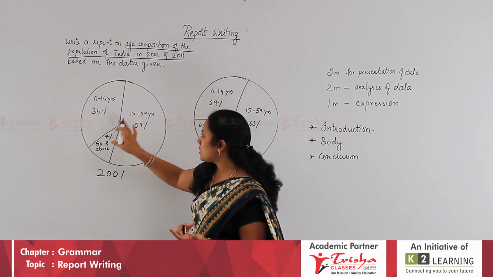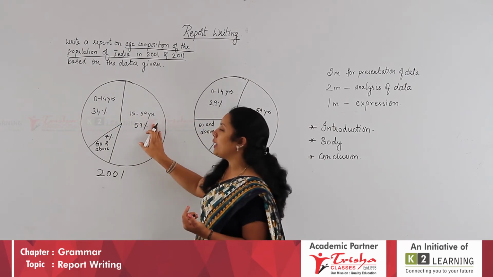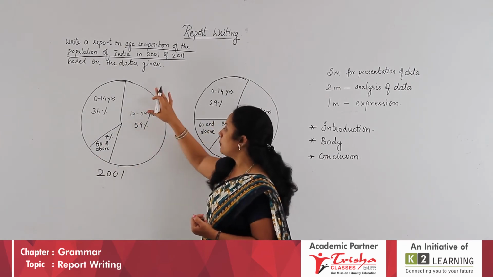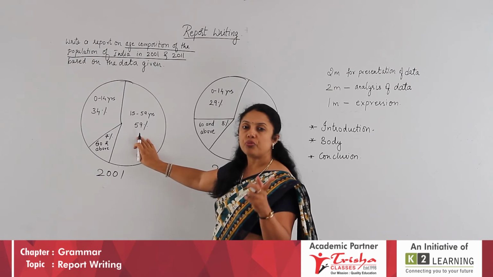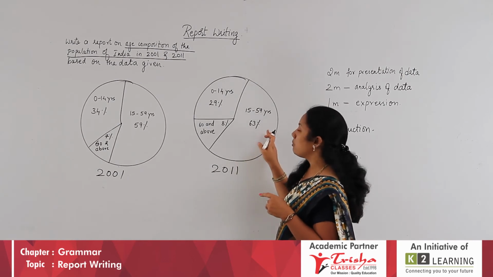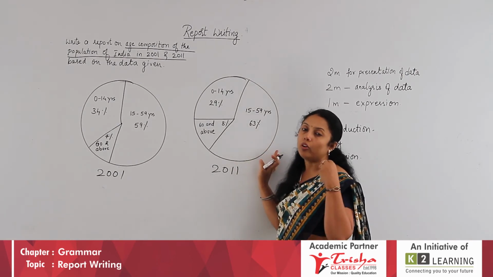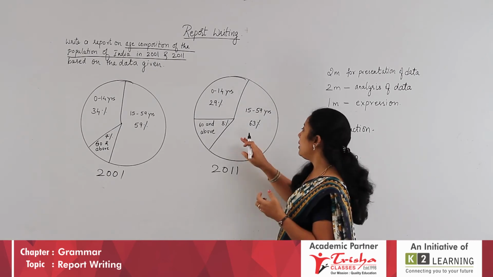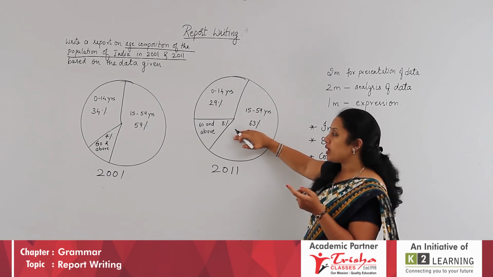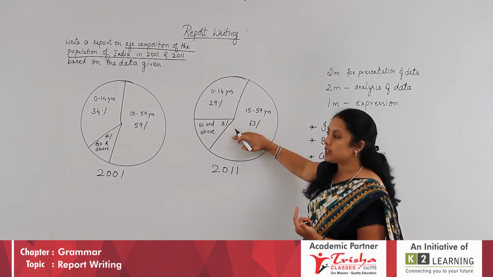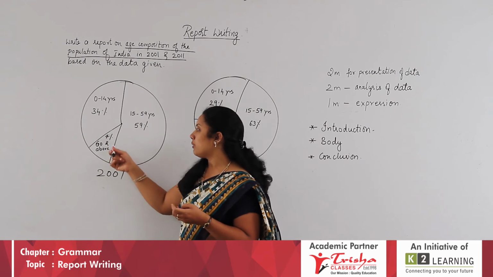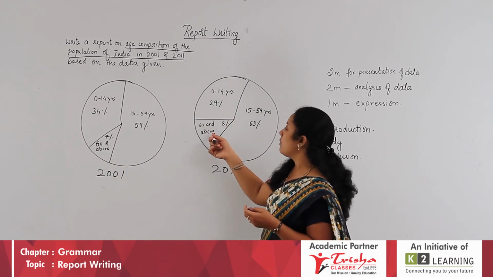Now take the next sector, 15 to 59 years. During the year 2001, the percentage of people between the age group of 15 to 59 were 59%. While you can see a lot of improvement, or a drastic increase in the number, and it is around 63%, 4% more than the 2001 chart. Now go to the next one, the 60 and above category. In 2001 there were 7%, while in 2011 there were 8%.